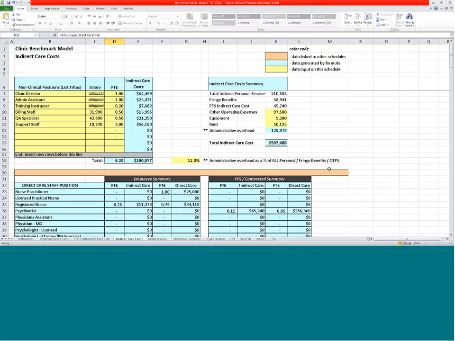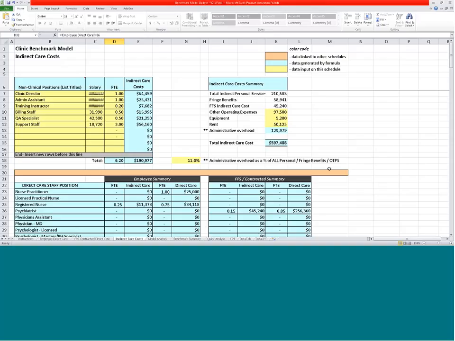So for your non-clinical positions, like your billing staff, that person might be full-time with the agency, but only half of their time is spent assigned to working on billing for this particular clinic, and so only half of their FTE would be listed in this clinic's benchmarking tool. And that's one of the things you'd also want to look at in your financial sheet, the one you're getting every month from your finance department, right?